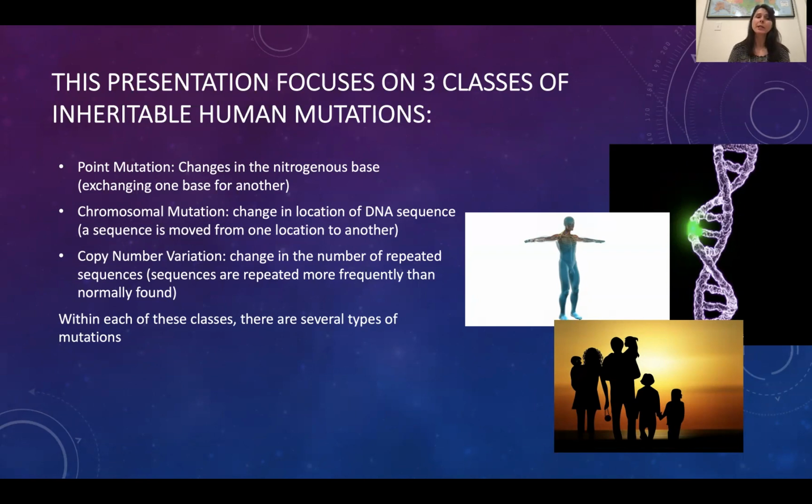Another class is copy number variation. That's a change in the number of repeated sequences. So the sequences are repeated more frequently than normally would be found. So within these three classes, there are several types of mutations, and I'm going to focus in on one type of each of these classes of mutations.